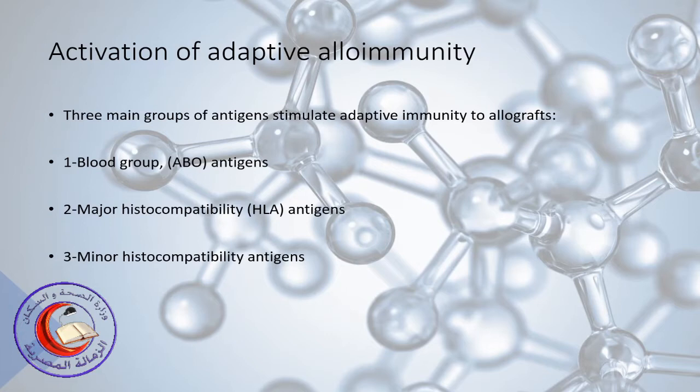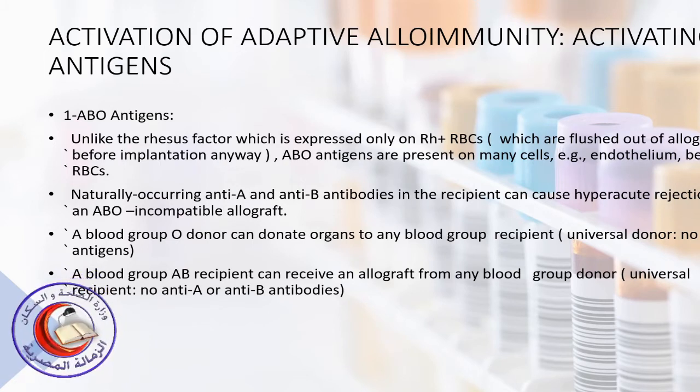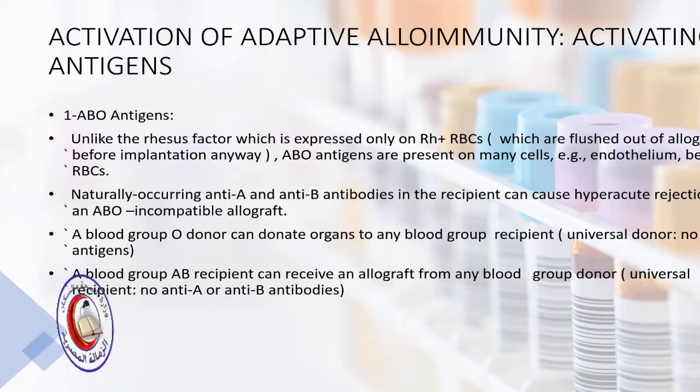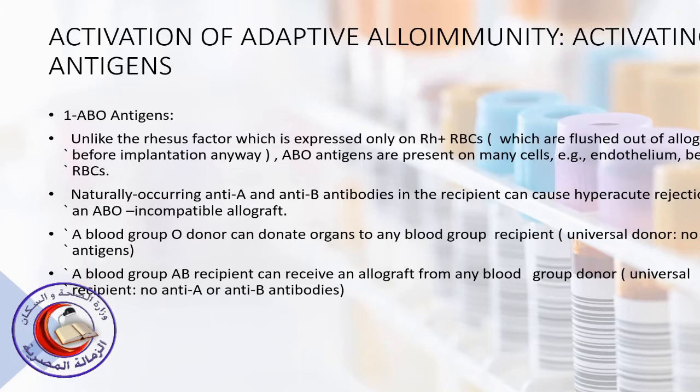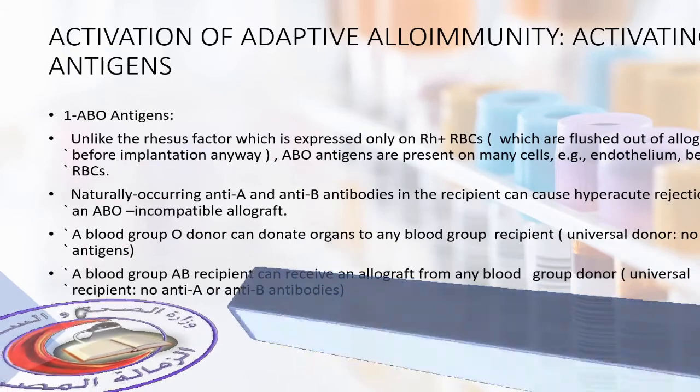Before transplantation, we try to match donor and recipient for blood group and major histocompatibility complex, less often minor histocompatibility complex, but it can happen. The rhesus factor is expressed only on rhesus positive red blood cells, which anyway are flushed out of the allograft before implantation: you perfuse the allograft with cold preservative solution, flushing all the blood out. So there are no rhesus red blood cells belonging to the donor in the allograft, and the rhesus factor is not important.